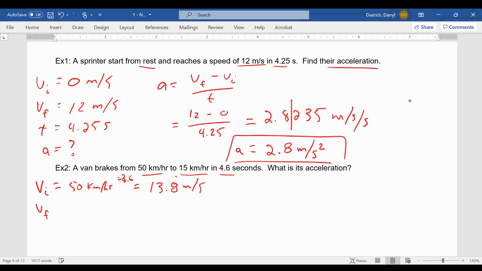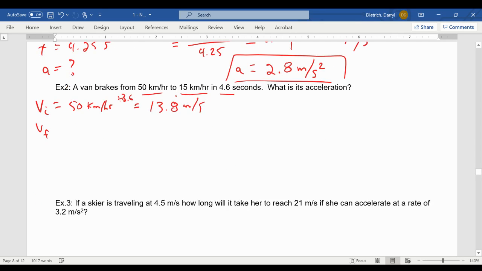The final velocity in this case would be 15 kilometers per hour. We've all experienced this, pulling up to a stoplight makes us slow down, and we feel like we're getting pushed into our seatbelts. So our acceleration in this case, whatever our math works out, the question I'm going to ask at the end is, does it make sense? Well, our number should definitely be negative because we're going to be slowing down.